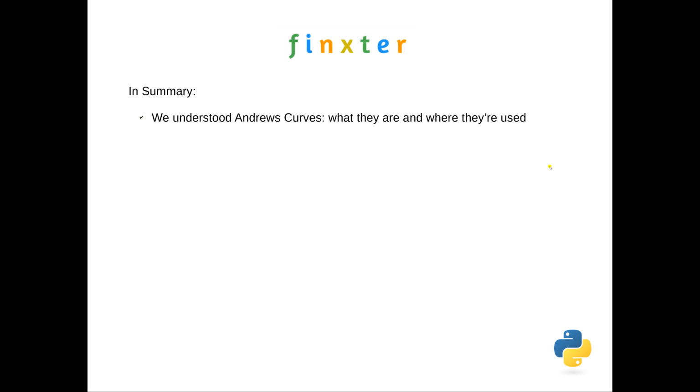So, in summary, we now understand Andrews curves, what they are and where they're used, and effectively they are just a way of creating a two-dimensional plot from multidimensional data by taking each series and creating a sine curve using an equation and overlaying those sine curves to allow us to see correlation or differences in data. We introduced the Pandas plotting module and the Andrews curves function within that. That's one of 12 functions within the plotting module, and we will be doing the other 11 slowly over the next few weeks.